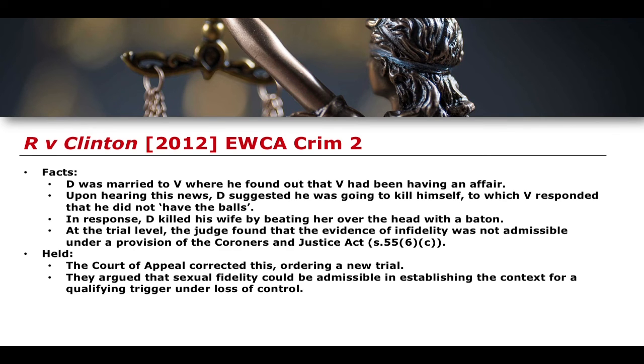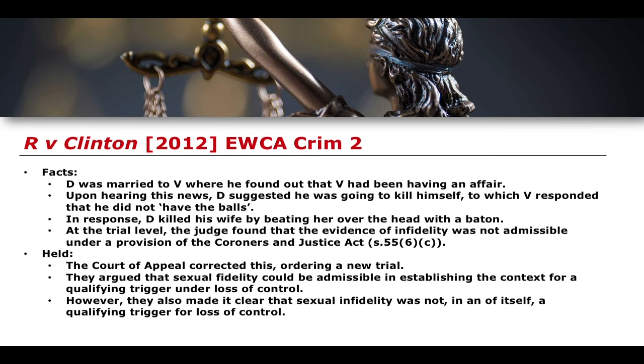They argued that sexual infidelity could be admissible in establishing the context for a qualifying trigger. But they also made it clear that this does not mean that sexual infidelity was in and of itself a qualifying trigger for the loss of control. See, what the trial judge had done is essentially come to the conclusion that infidelity was not a qualifying trigger for loss of control, which is true, and which the Court of Appeal agreed with. But in coming to that conclusion, they then said that any evidence whatsoever relating to this sexual infidelity was inadmissible, and so therefore could not be heard by the jury.